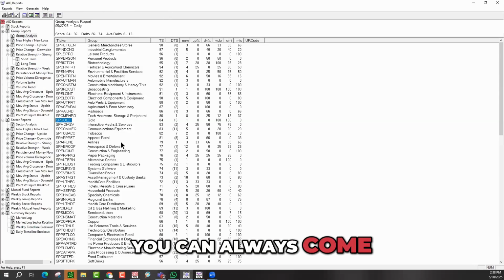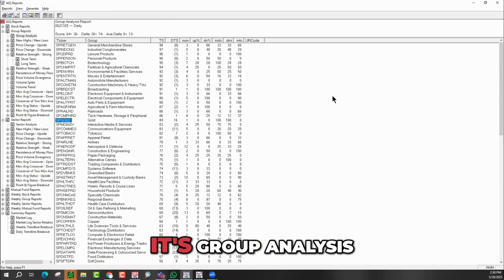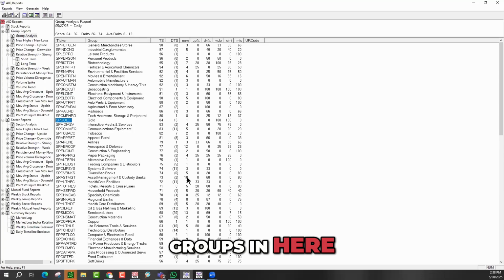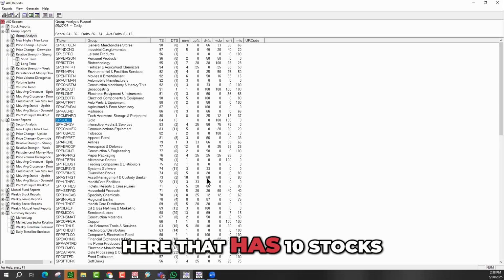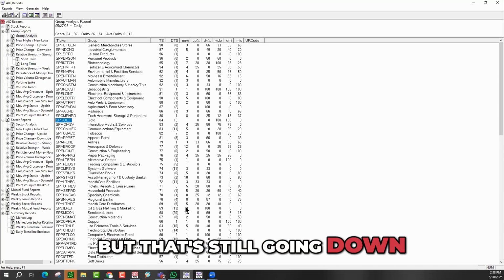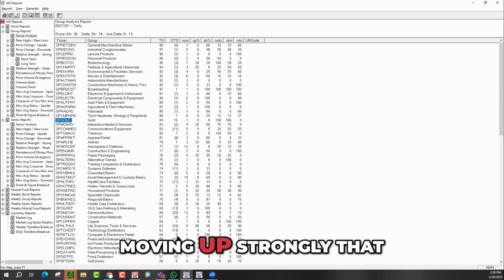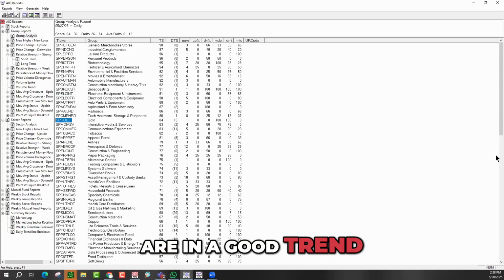So flipping again, you can always come back in recording if you don't know what we're doing in here. It's group analysis, top-down analysis. We know our market. We did a sector for the short side, for the long side. We're having a look at some of the groups in here. There is another group here that has 10 stocks, but that's still going down. There's not a lot of groups that are moving up strongly that are in a good trend.